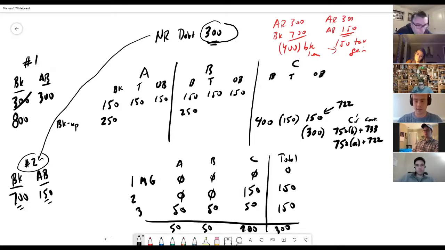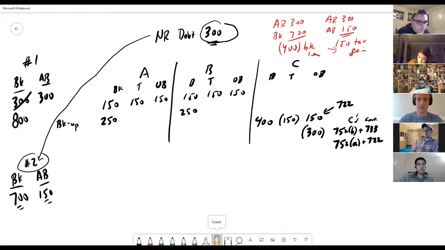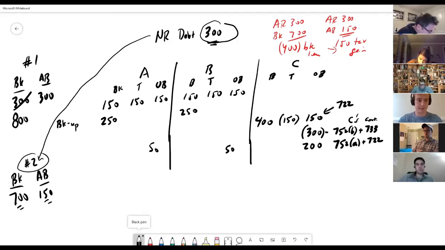A's share is 50, B's share is 50, C's share is 200. So what does that mean? That means when we go here, C gets 200, B gets 50, and A gets 50. And remember from yesterday, we net these together. So it's a net distribution of 100, and C has enough outside basis to absorb, so there's no gain.